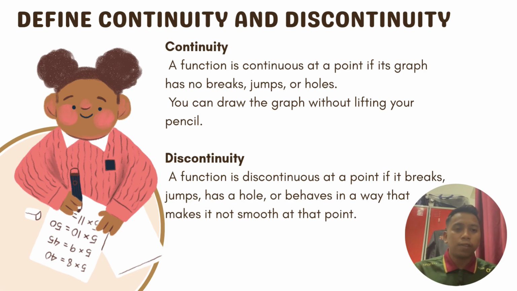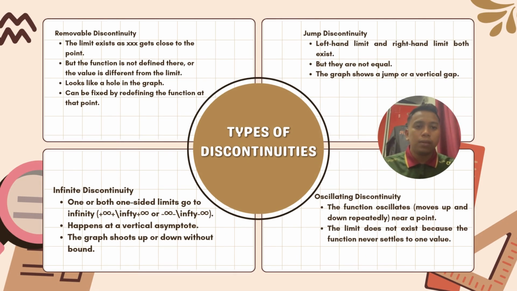Continuity: a function is continuous at a point if its graph has no break, jump, or holes. You can draw the graph without lifting your pencil. And discontinuity: a function is discontinuous at a point if it breaks, jumps, has a hole, or behaves in a way that makes it not smooth at that point. So, we continue with types of discontinuity.